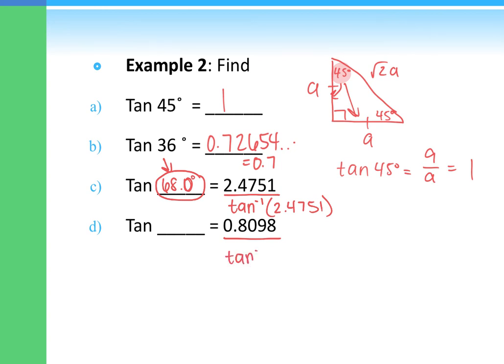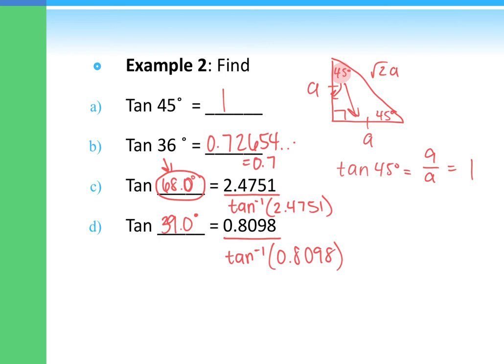How would we do D? Tan -1. Yep. Plug it into your calculator. Let's see what we get. So the tan inverse of 0.8098, close your parentheses, 39.000, so 39.0 degrees. All right.